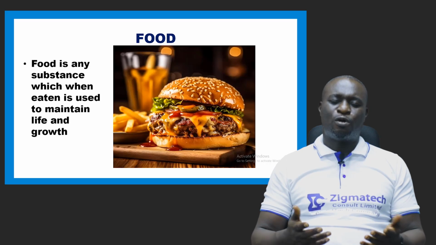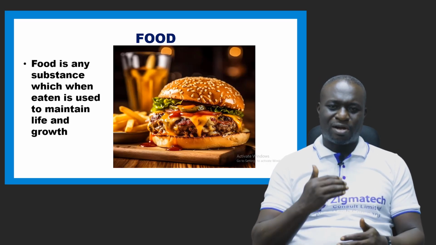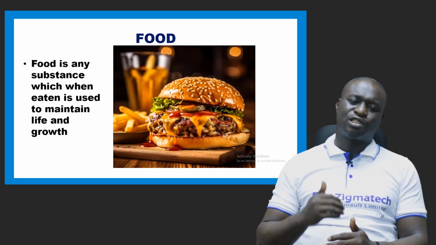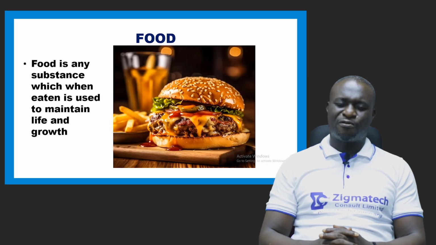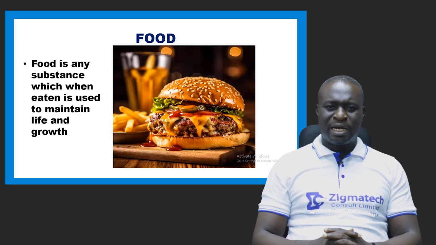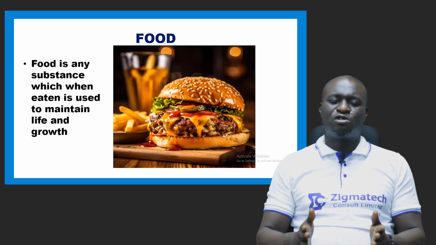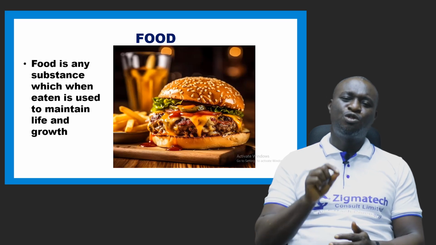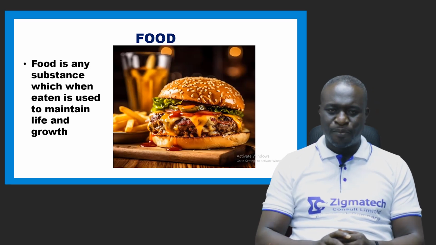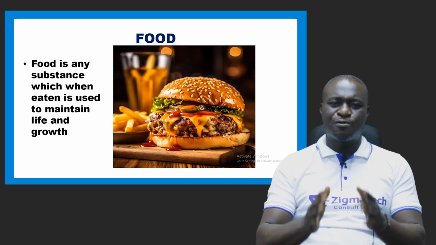Now, with other types of heterotrophic nutrition, we have parasitic nutrition, we have saprophytic nutrition. These are the different types of heterotrophic nutrition. Now, when you are talking about heterotrophic nutrition, you are actually looking at animal nutrition. Animal nutrition begins with food. So we're going to be looking at what exactly is food.